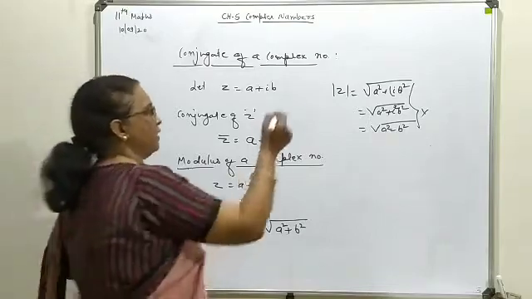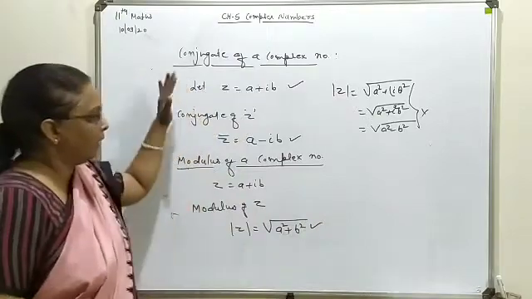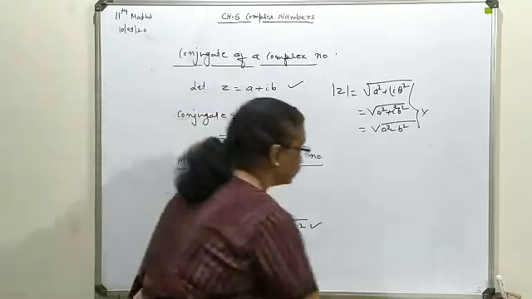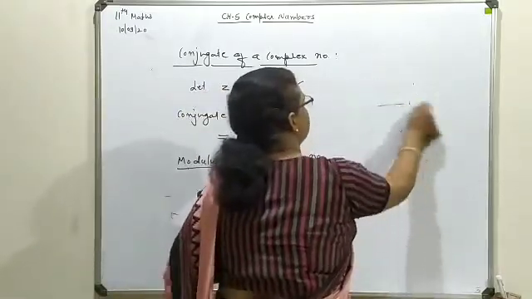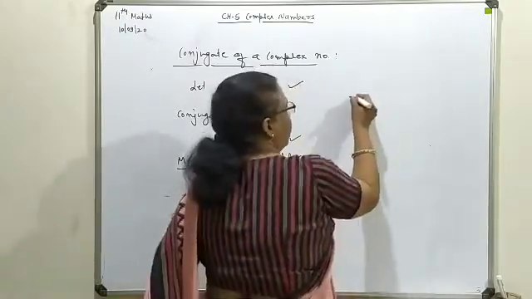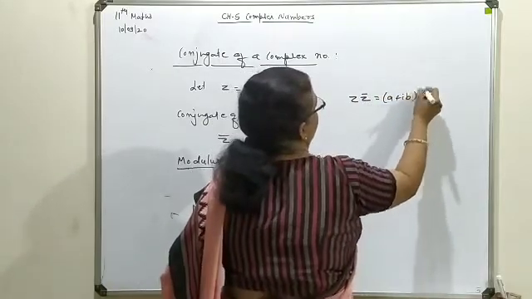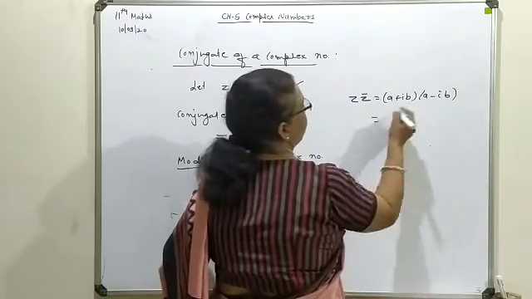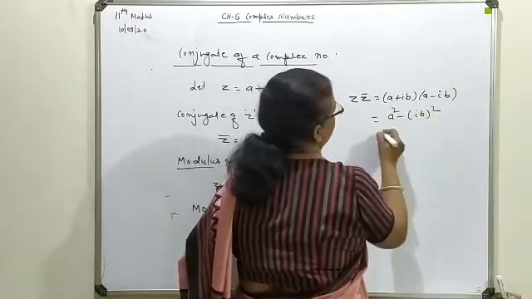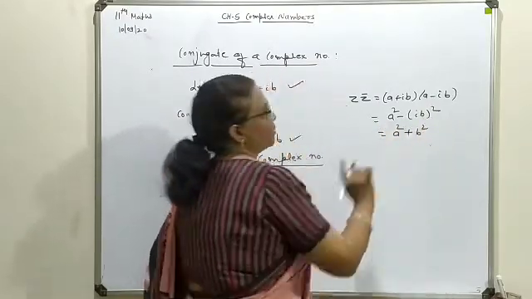Now if you look at these three terms, Z, Z bar and modulus of Z, one interrelation can be established between these three. If you multiply Z and Z bar, what will you have? This is a plus ib, this is a minus ib. If you multiply them, what will you have? a square minus ib whole square, that means a square minus i square b square. Iota square is minus 1, so this will give you a square plus b square.